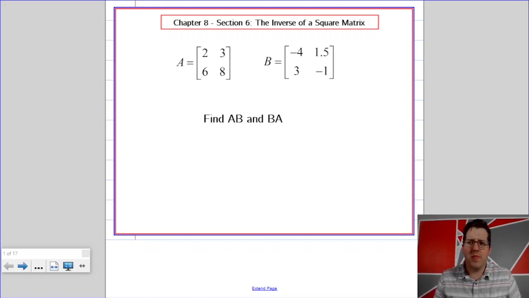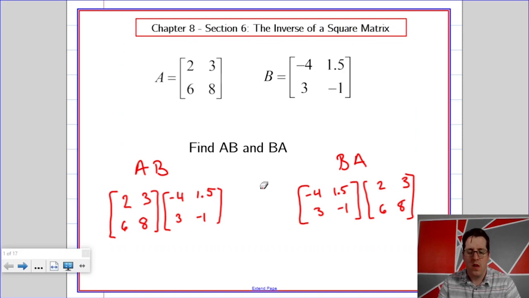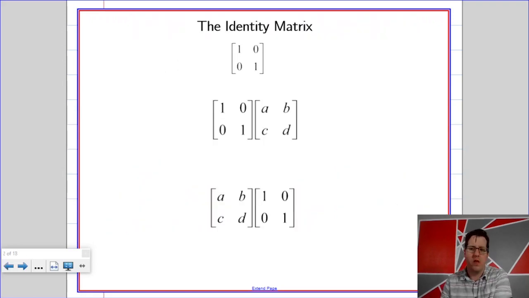All right, sometimes something neat happens when we're multiplying matrices together. You see, no matter which direction I multiply these matrices in, whether it's A times B, or if it's B times A, I get the same thing: 1, 0, 0, 1. Now, as you may already know, 1, 0, 0, 1 is called the identity matrix, specifically the 2 by 2 identity matrix.